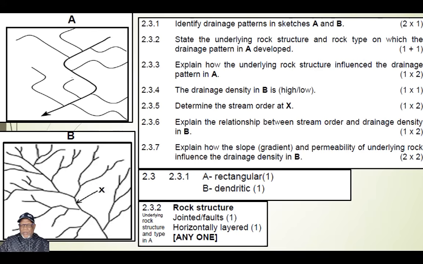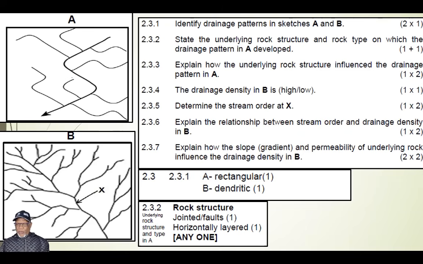Question 2.3.4: is drainage density in B low or high? Drainage density in B is higher than the drainage density in A. Explain the relationship between the stream order and drainage density. When the drainage density is higher, the stream order will always be higher as well. And when the drainage density is lower, the stream order will also be lower.